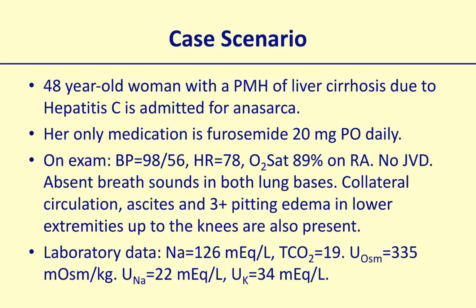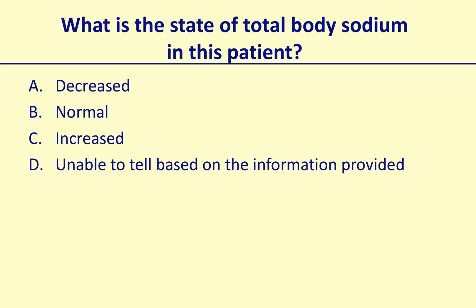Abdominal exam shows collateral circulation with ascites, and also there is 3+ pitting edema in lower extremities up to the knees. The labs show a sodium of 126, bicarbonate of 19, urine osmolarity of 335, urine sodium of 22, and urine potassium of 34. So the question now is, what is the state of total body sodium in this patient? Is it A, decreased, B, normal, C, increased, or D, unable to tell based on the information provided?